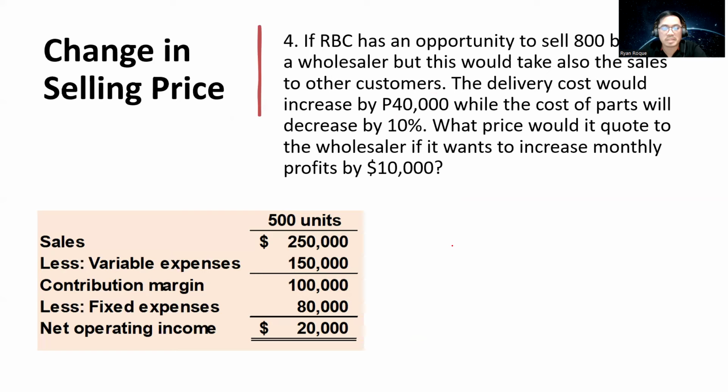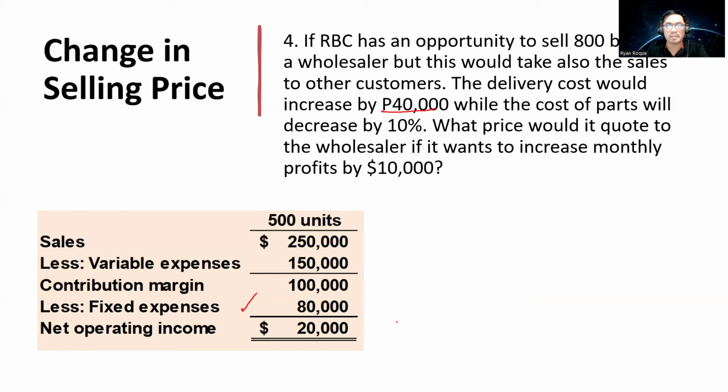What if this time there is an opportunity to sell 800 bikes to a wholesaler and we will disturb all the items here? Okay. So it would take also the sales from that to the other customers, plus the delivery cost would increase by 40,000. So the fixed cost is still affected, while the cost of parts will decrease by 10%. So now even the variable expenses would be disturbed. So what price would it quote to the wholesaler if it wants to increase the monthly profits by $10,000?